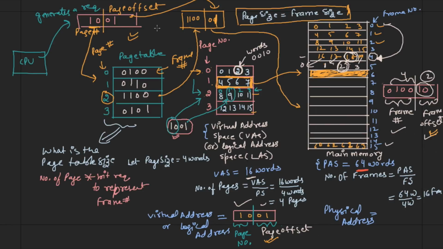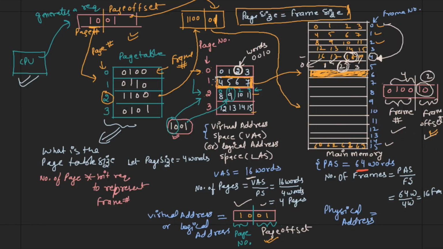Again, let me tell you, the CPU will generate a request that I need this particular byte for a particular process. When I say a particular byte, it is because every instruction will be stored inside a process, and every instruction will have a relative address. That relative address is the virtual address, and we are going to take that relative address, which will be given as this complete address.